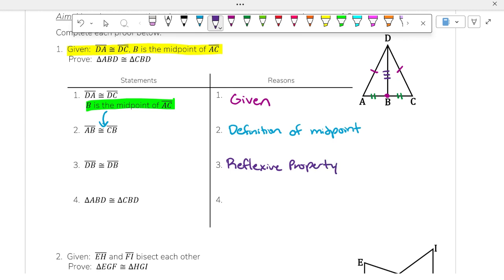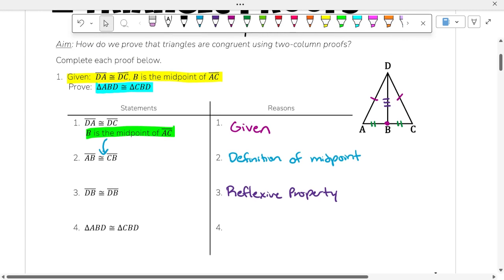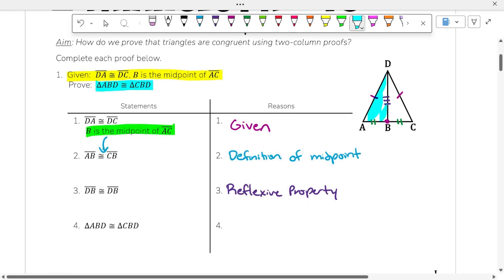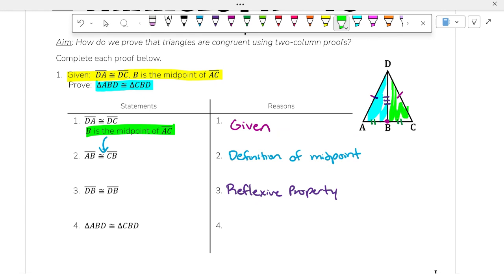Now, the last statement is what we're trying to prove. So they asked us to prove that triangle ABD is congruent to triangle CBD. If we're looking at this picture, this little triangle is congruent to this little triangle. That's what we're trying to prove. And if you notice, your last statement should always be what you're trying to prove.